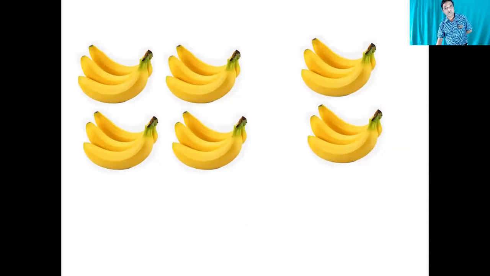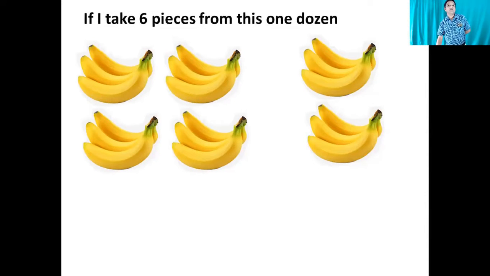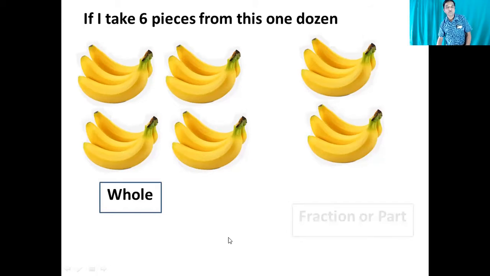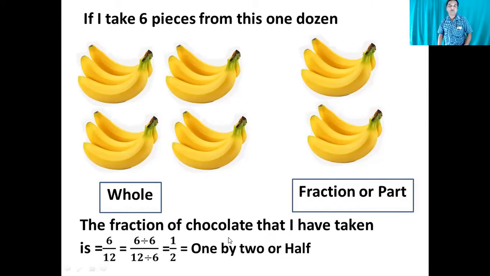We'll take one more example. We are going to take again 1 dozen bananas, and we are going to take 6 pieces out of this 1 dozen. This fraction will be 6 pieces out of 12. And you know that 6 and 12 both can be divided by 6. So we get 1 by 2. And I can say that I have taken half a dozen bananas from 1 dozen bananas.